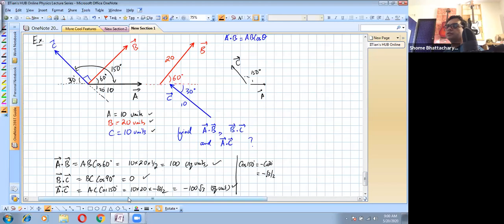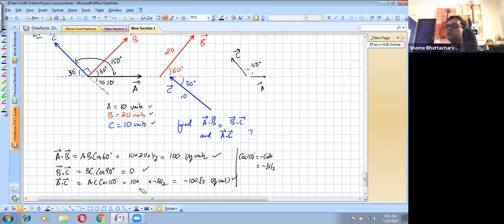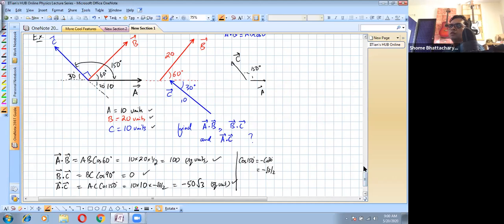Oh, C का value 10 है. Sorry, my mistake. So if I've taken C as 10, then correction here. It will become minus of. Okay, thank you. So is that correct? Is that clear now?